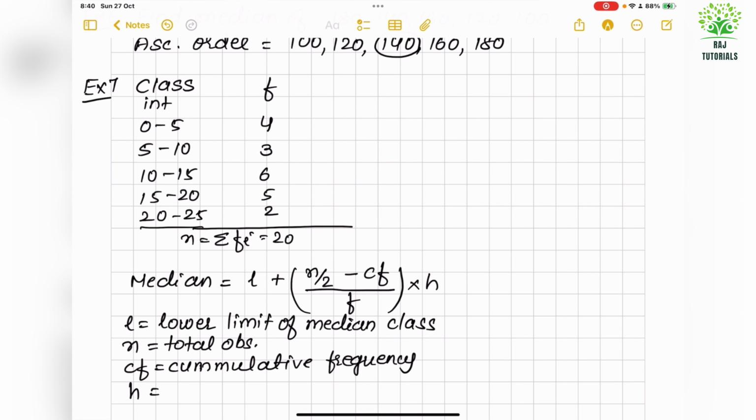LH is difference in class intervals. So here now let us understand first CF.